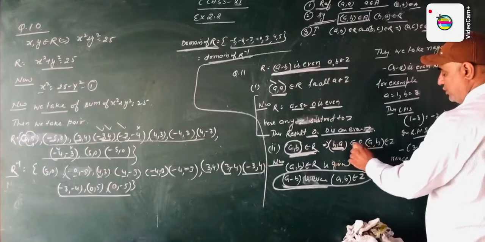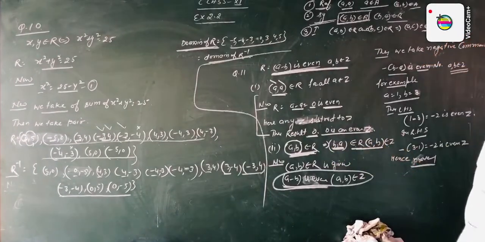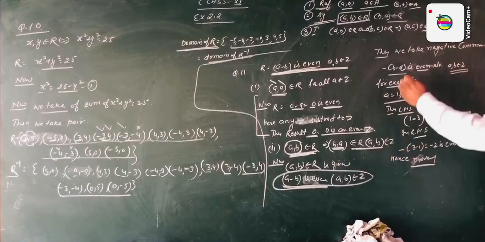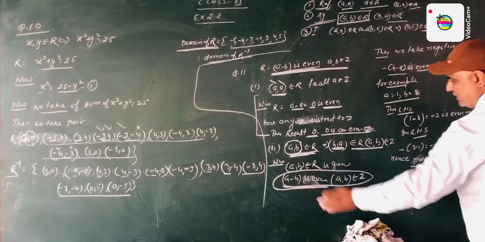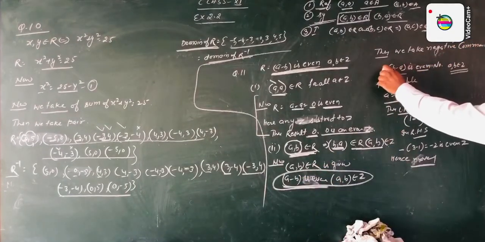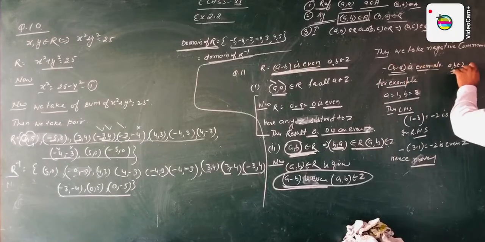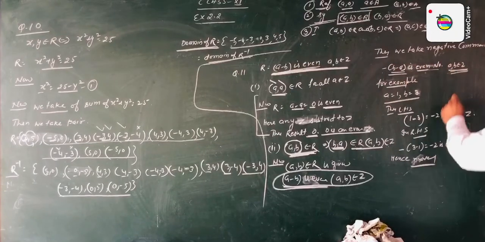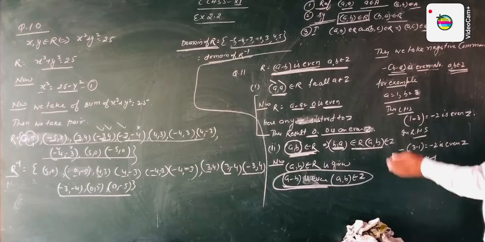A, B belong to R or A, B belong to Z. So now we take the negative sign common out from this symbol. So B minus A is common out, is an even number, A, B belong to Z. So then this is also the relation in R.